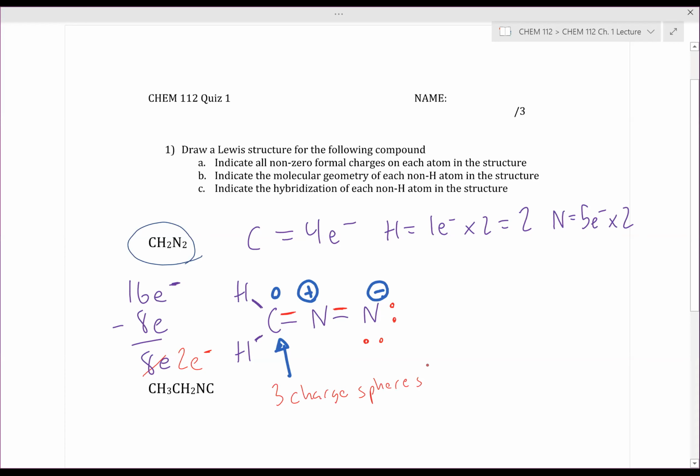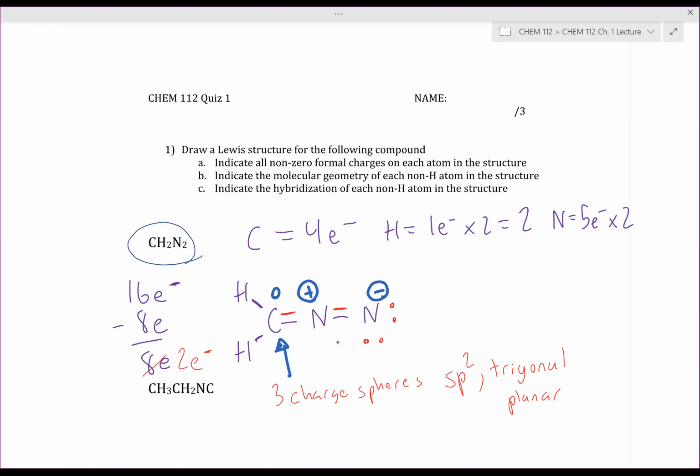or 3 electron groups, what hybridization involves 3 charged spheres? Trigonal planar molecular geometry, sp2 hybridization. So this is sp2, and this carbon has a trigonal planar geometry. Okay. Let's continue on and take a look at the nitrogen atom.